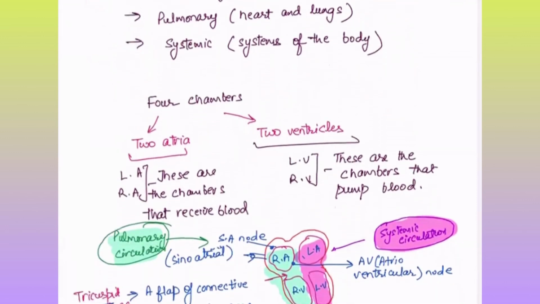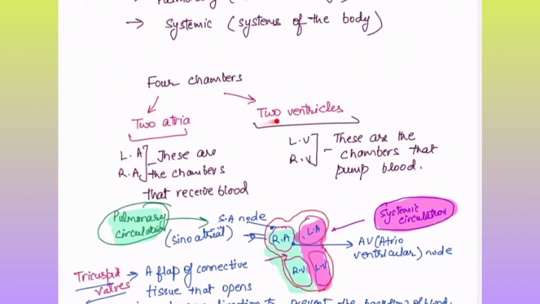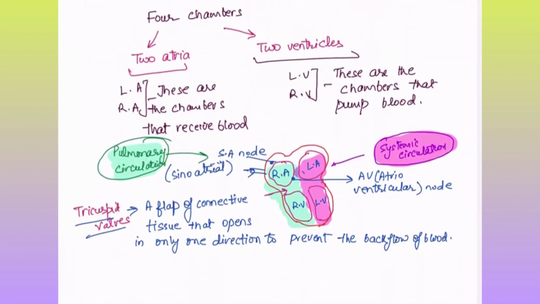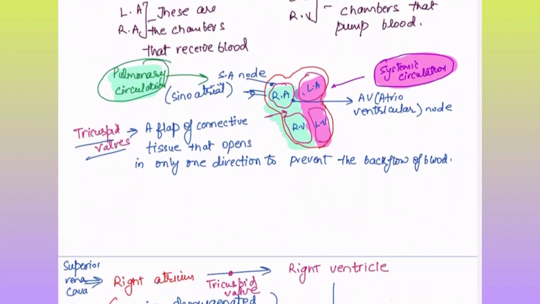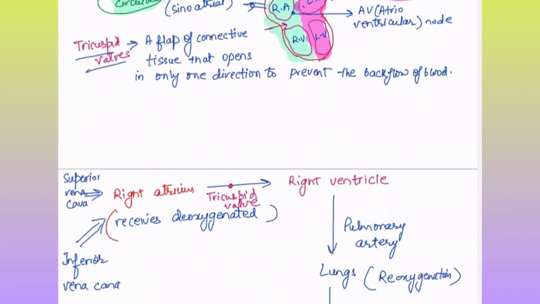There are 4 chambers of the heart, 2 atria and 2 ventricles. Left atrium and right atrium are the chambers that receive blood. Left ventricle and right ventricle are the chambers that pump blood. The heart receives blood through pulmonary circulation and systemic circulation. Tricuspid valves are a flap of connective tissue that open in only one direction to prevent the backflow of blood. Similarly, we have 3 more valves to prevent backflow of blood.